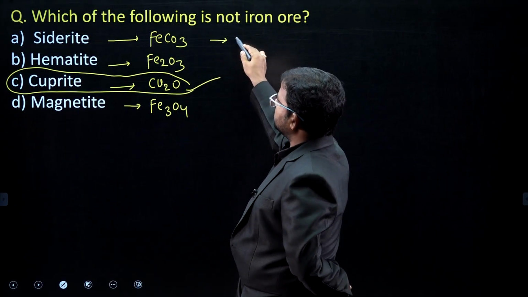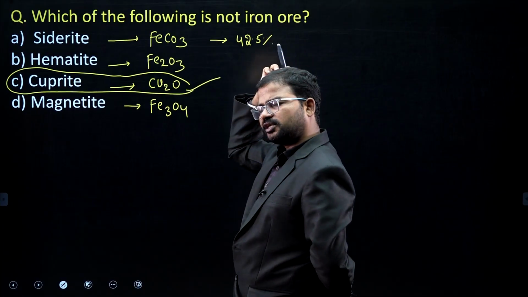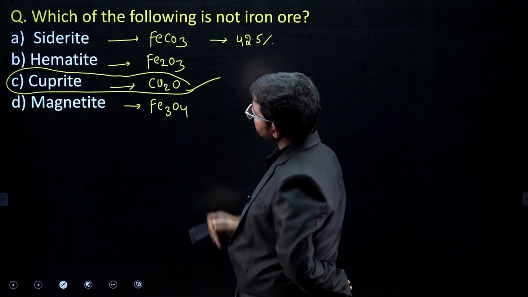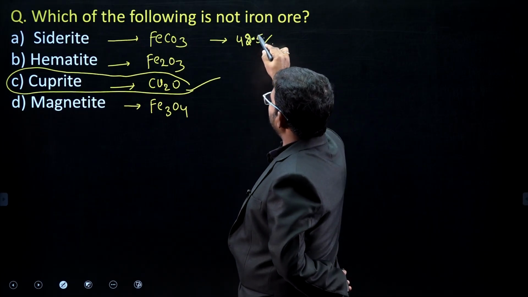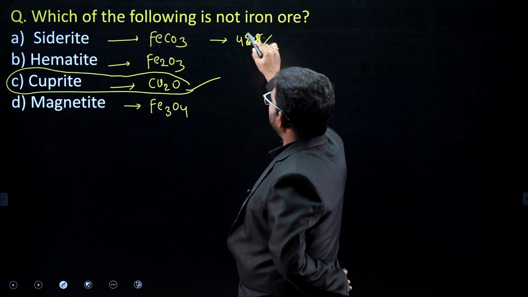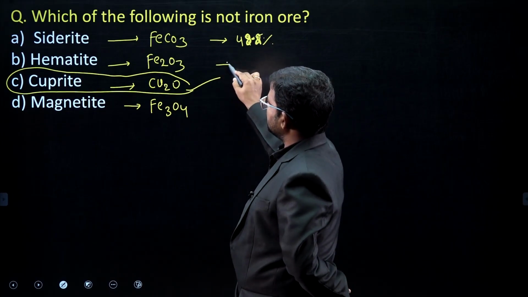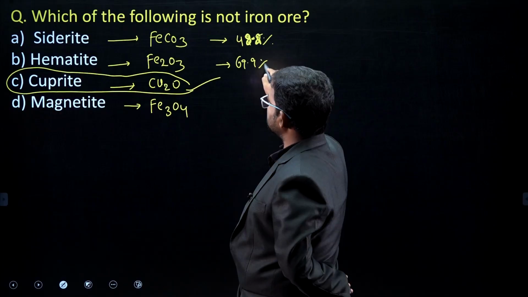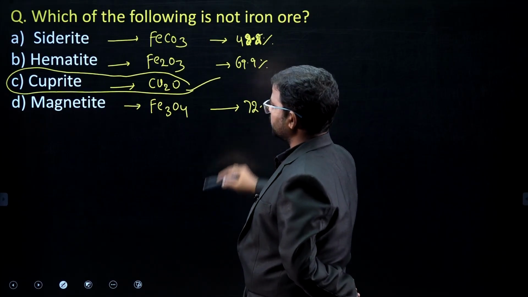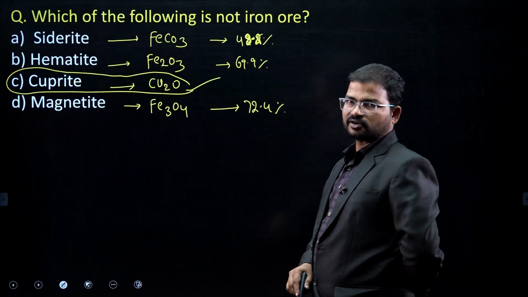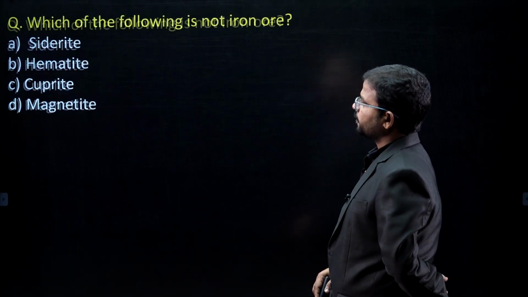In siderite, guys, we have around 42.5%... 48.2% of iron. What about hematite? 69.9% of iron. What about magnetite? 72.4% of iron. You should also remember these concepts.